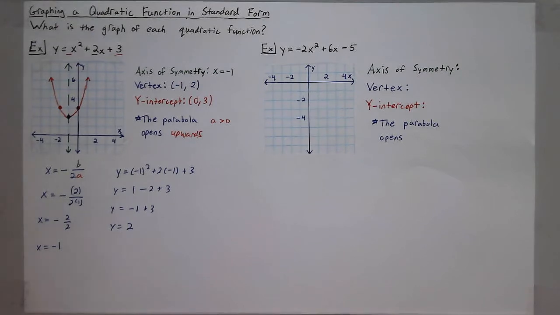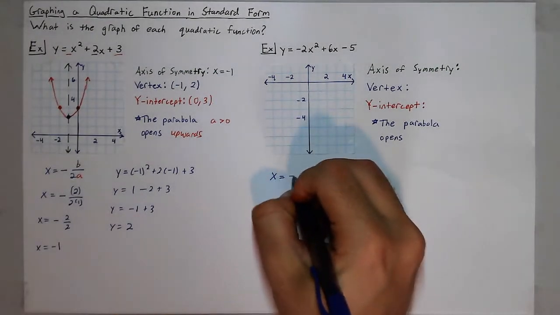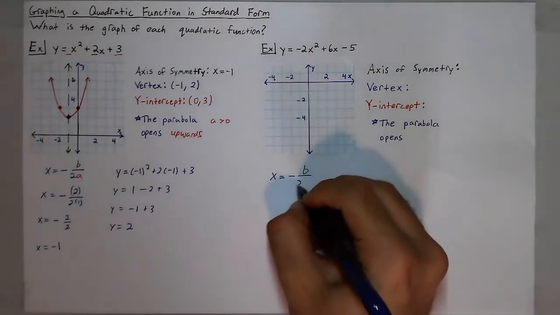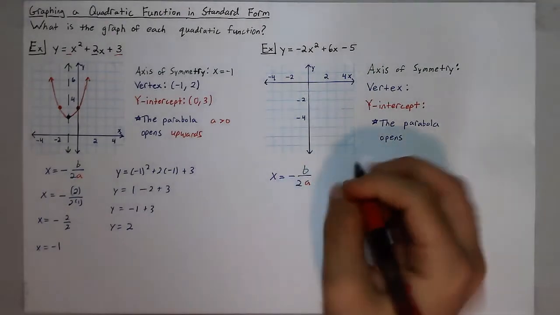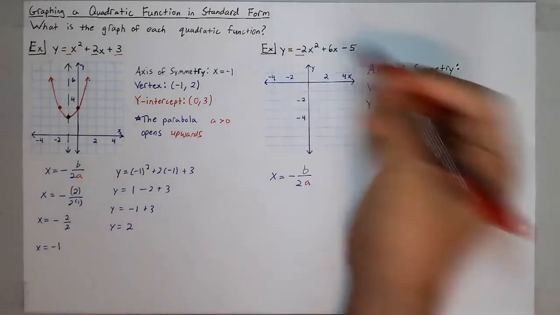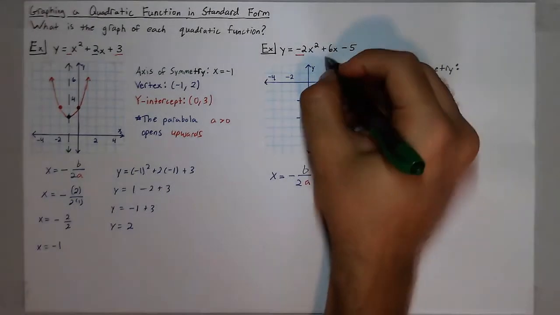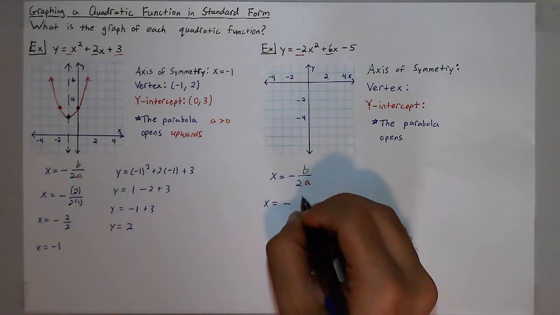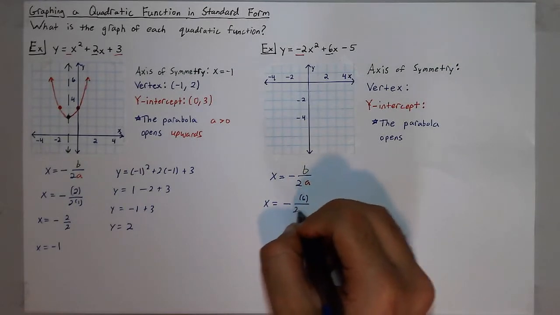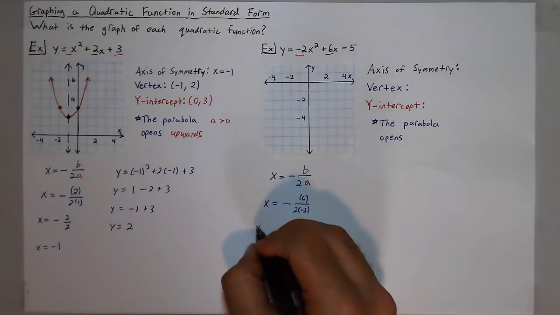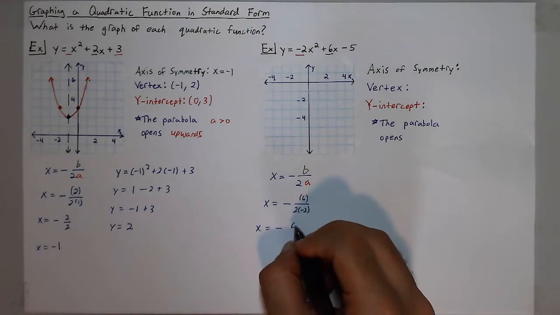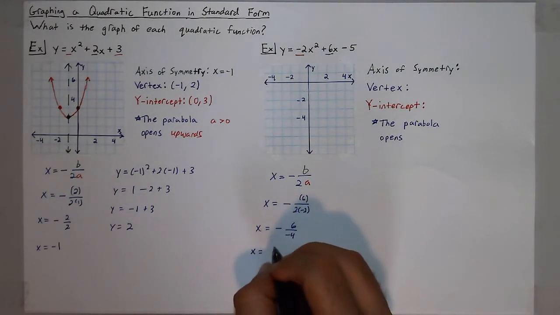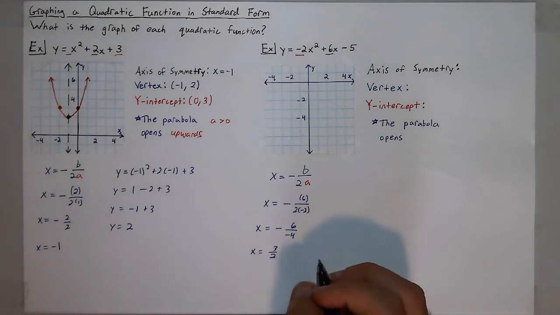So again, we're going to use that formula for the axis of symmetry, negative b over 2a, and we'll pinpoint what a and b are. a in this case is negative 2, and b is going to be 6. So we'll have x equal to negative 6 over 2 times negative 2. So that'll be negative 6 over negative 4. The negatives will cancel, and I'll be left with 3 halves, about 1.5.